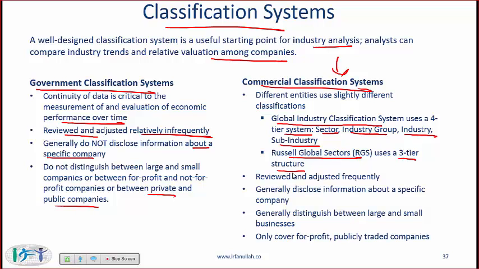Russell Global Sectors is another system. This uses a 3-tier structure. Commercial classification systems are reviewed and adjusted frequently, and generally disclose information about a specific company. So they will say which company falls within which industry.